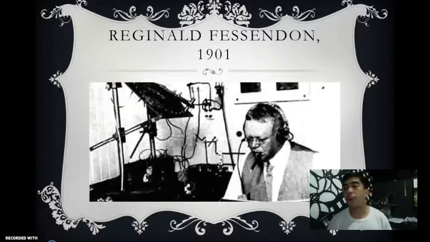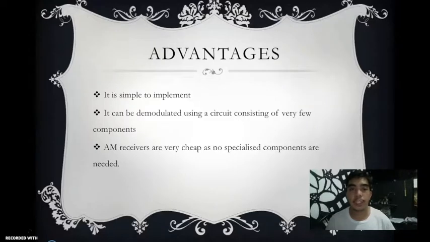Moving forward, history really teaches us one good thing about a lasting invention. And that is the advantages and disadvantages of AM. Moving to the advantages of AM: it is simple to implement. It can be demodulated using a circuit consisting of really few components. AM receivers are very cheap and have no specialized component needed.